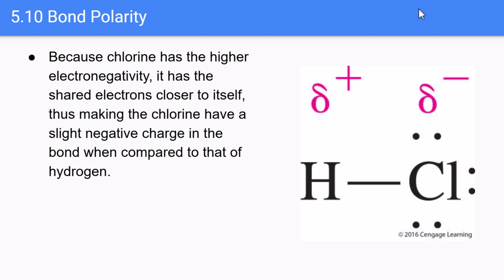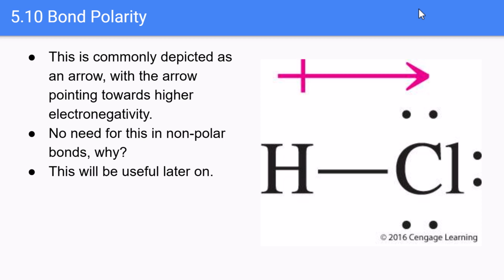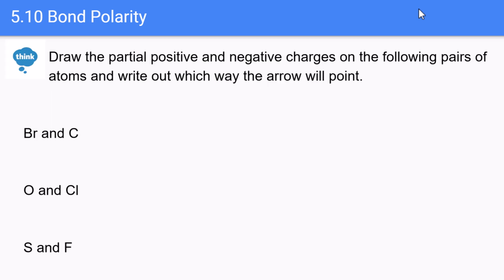You see a little, almost looks like an 8 that's just unfinished there. That represents a lowercase delta symbol, which just refers to the concept of change. So we place the relative negative charge on the atom within the bond that has the greater electronegativity, and the positive charge goes on the atom within the bond that has a lower electronegativity. Now, a lot of times we don't just draw positive and negative charges with this, but we draw an arrow, and the arrow points towards the higher electronegativity. Now, there's no need for this in nonpolar bonds because the electron distribution within the bond is even, right? So there would be no arrow pointing towards the atom of higher electronegativity because in nonpolar covalent bonds, the electronegativities are very similar. And you'll find this will be quite useful a little bit later on.